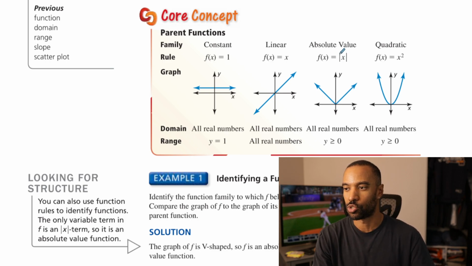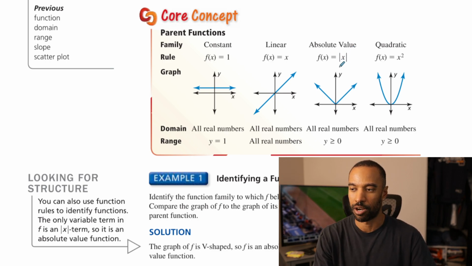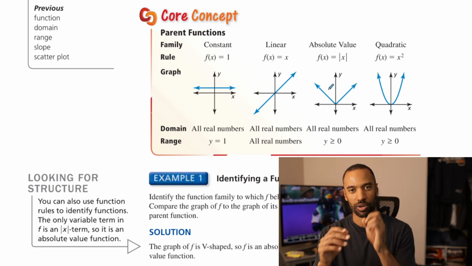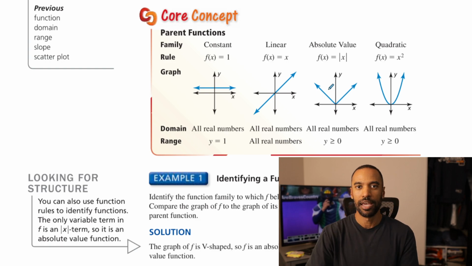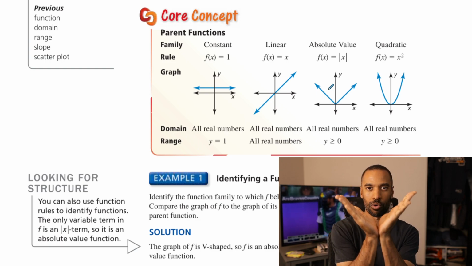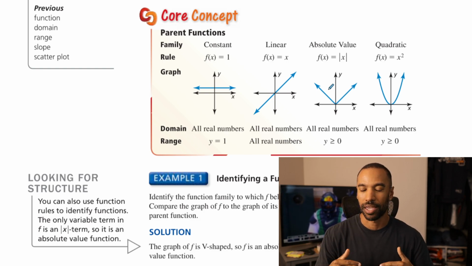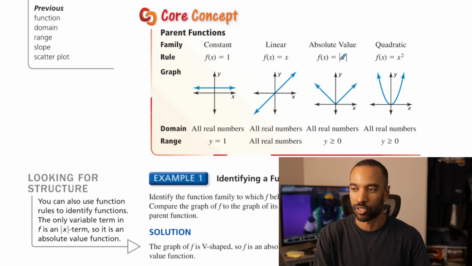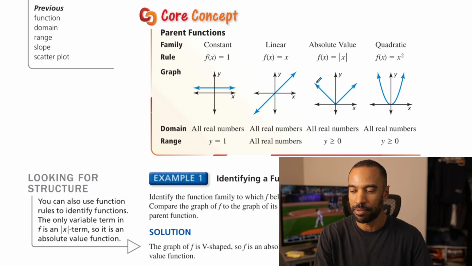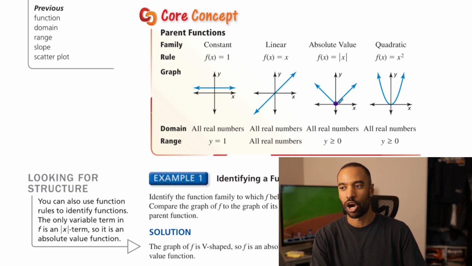Absolute value functions, with the absolute value symbol and the variable inside, will always have this V-shape. It'll have some sort of vertex at the end of the V-shape. Now we may move it eventually or make it narrower or wider or flip it over. But the parent function, y equals absolute value of x, has a slope of 1 or -1 on both sides of the V, and an all real number domain, and y is greater than or equal to 0, 0 being the vertex. It is not an all real number range.